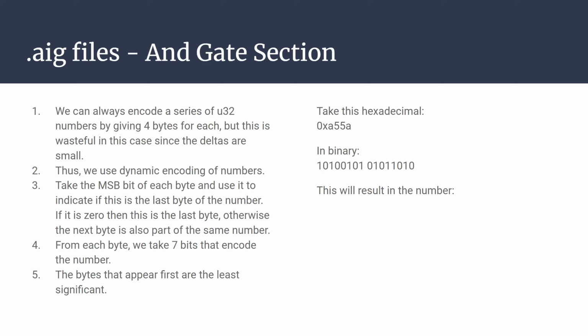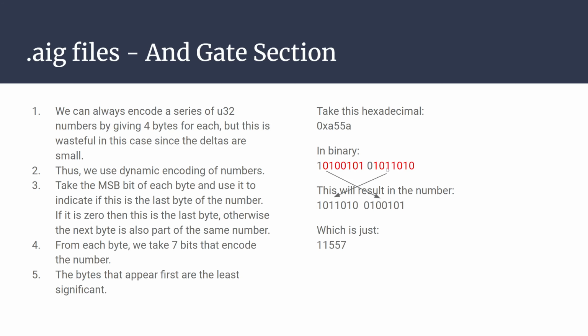number that we're building. So if I were to take a hexadecimal, say, A55A, for example, in binary this would start with 1 here, and then 7 bits, and then 0 here, and then another 7 bits. So we know that this is one number, because we read the first byte, we see that the MSB is 1, and so we know that the next byte is part of the same number.